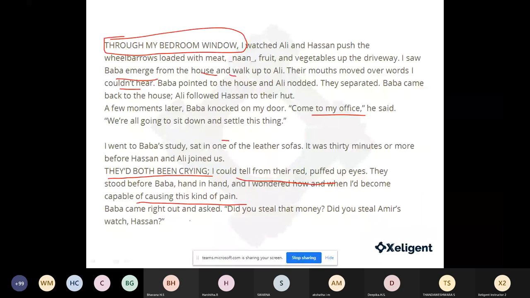Did you steal Amir's watch, Hassan? So he is asking to whom? He is asking Hassan. Did you steal that money? Did you steal Amir's watch? So Amir is here, the narrator. The name of the narrator is Amir, that we have come to know from the last line only. So Baba is asking Hassan, did you steal the money and did you steal Amir's watch? So here, who has actually stolen?